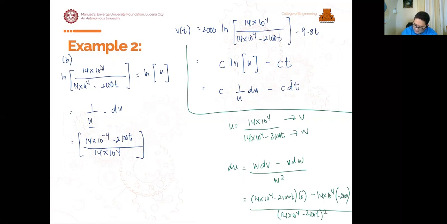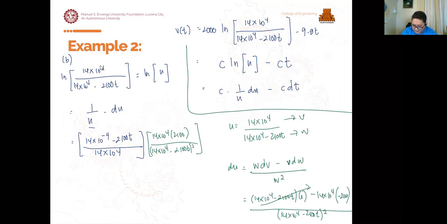Okay? So, yung du natin, pag sinimplify, okay? So, that will be positive, no? 14 times 10 to the 4 times 2,100 all over 14 times 10 to the 4 minus 2,100t squared. Okay. So, yan yung derivative natin doon.